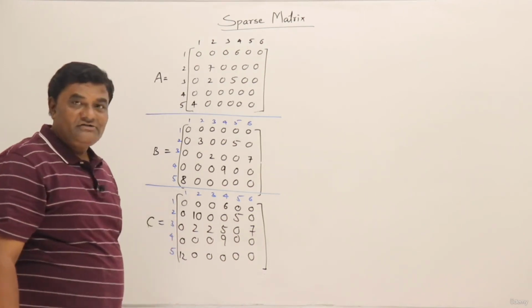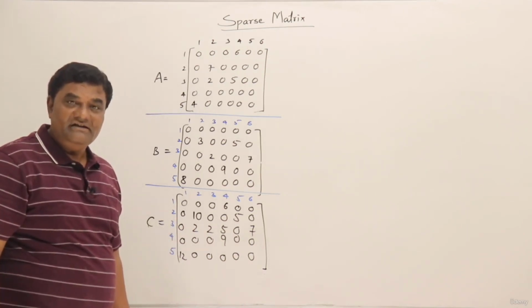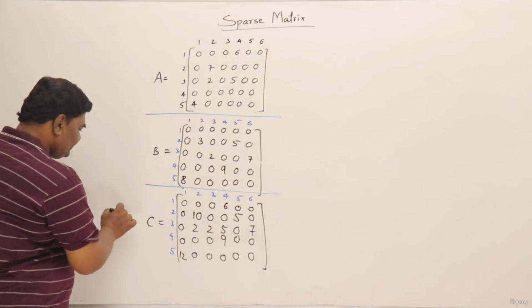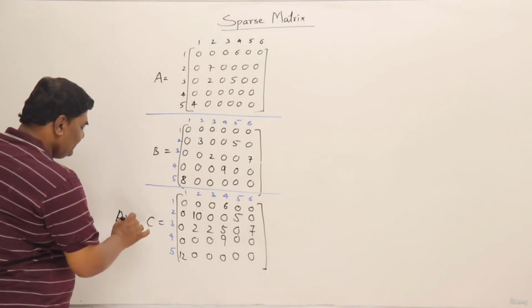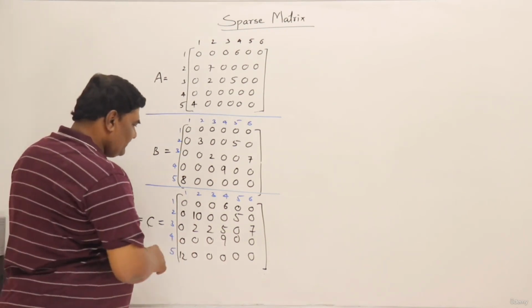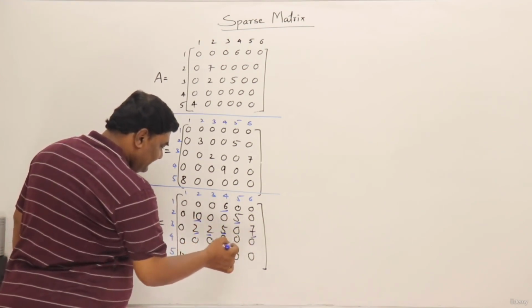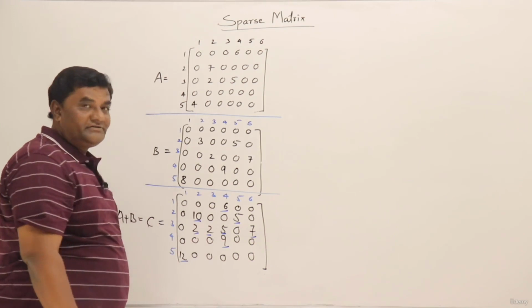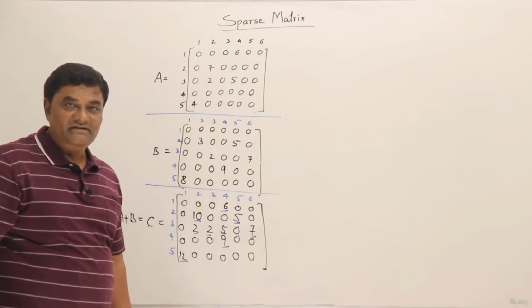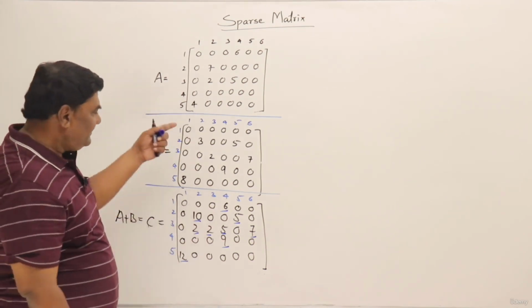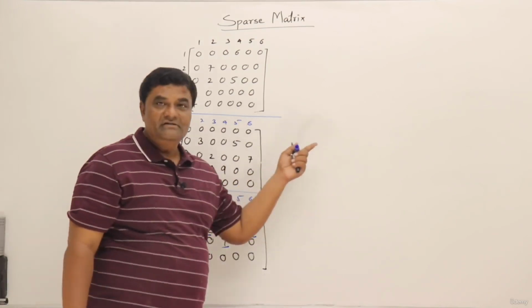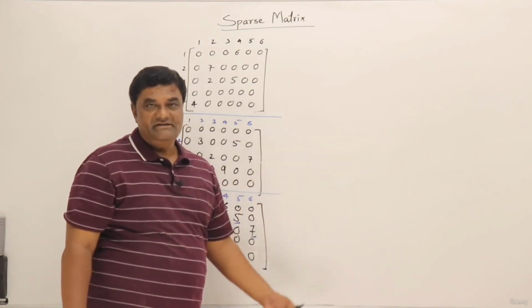So this is what the addition of two sparse matrices A and B gives, and I got the result C. So C is obtained by adding A plus B. How many non-zero elements did I get? 1, 2, 3, 4, 5, 6, 7, 8, 9. So 9 non-zero elements I have. Now let us do the same thing using coordinate list representation.